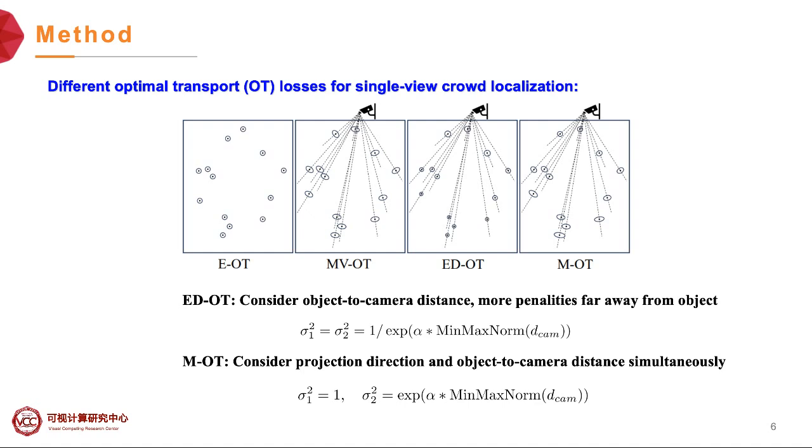To consider both the influence of the view ray direction and object-to-camera distance, we use the object-to-camera distance to adjust the long axis and short axis extents of the ellipse isocontours in the Mahalanobis distance, denoted as MOT. Specifically, for the GT points that are far away from the camera, a larger variance is assigned perpendicular to the view ray, which results in a smaller penalty for deviations perpendicular to the view ray and a greater penalty for deviations along the view ray.